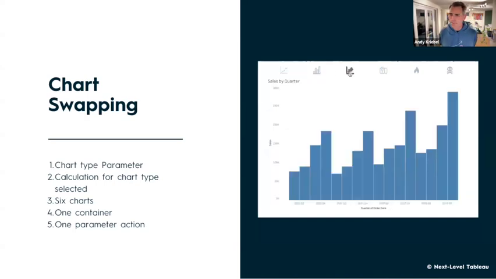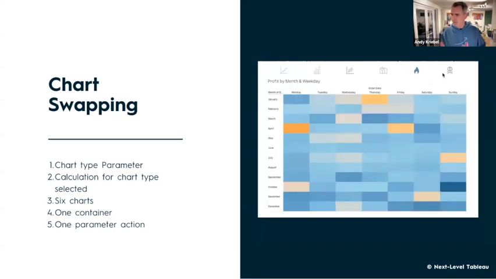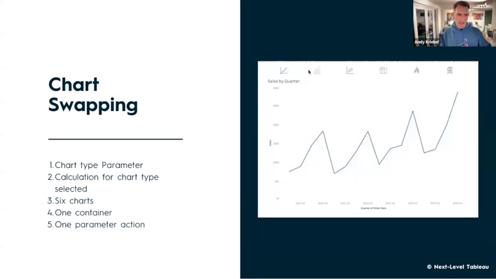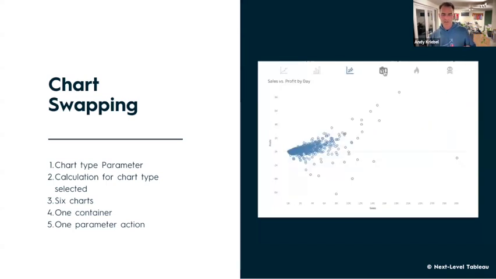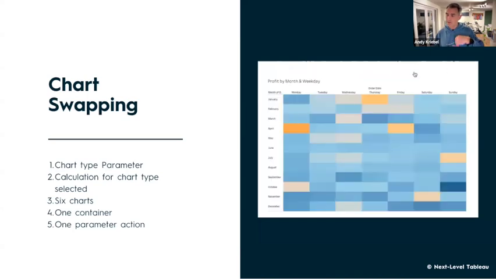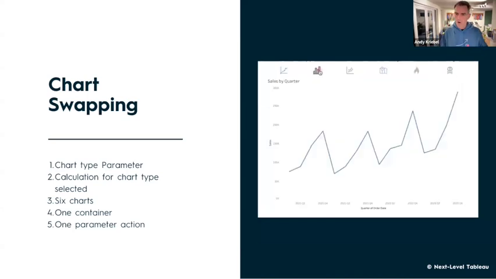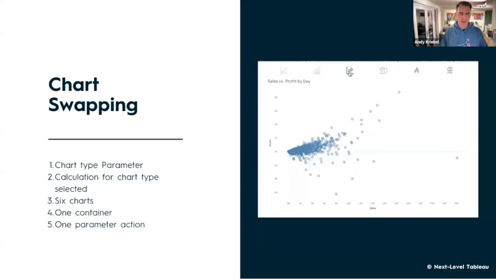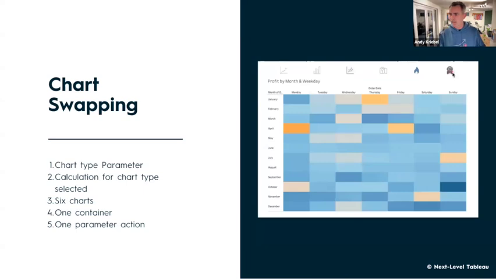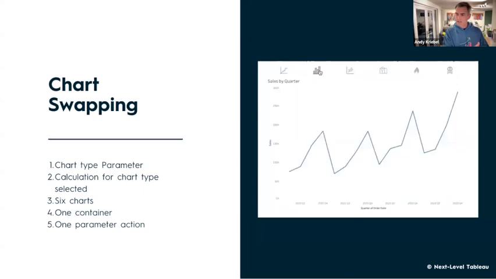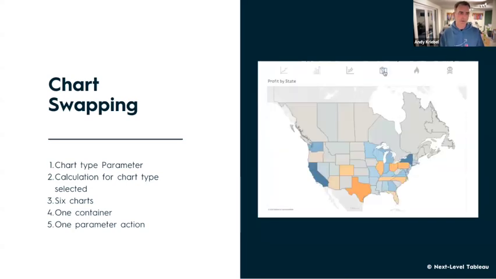But with dynamic zone visibility, it's significantly easier. I just create the 6 charts. I create my little buttons, right? So I have a chart type parameter. I have a calculation for the chart type that's selected. So based on the button, it passes a word to it. I've got the 6 charts. I've got one container that those charts are in, and then one parameter action. The parameter action updates based on the button I click, and then based on the button I click, it shows the appropriate chart. So that's kind of the basics of chart swapping there.